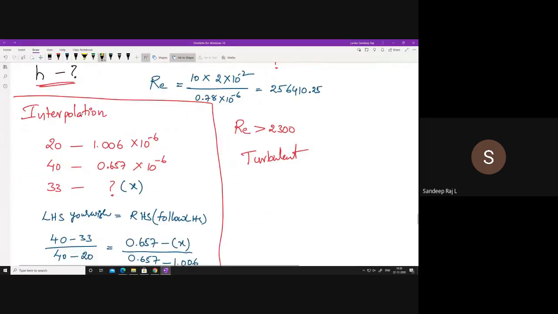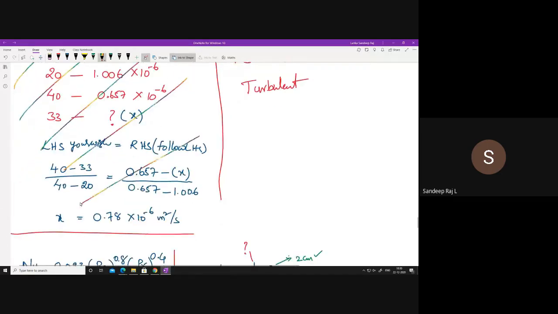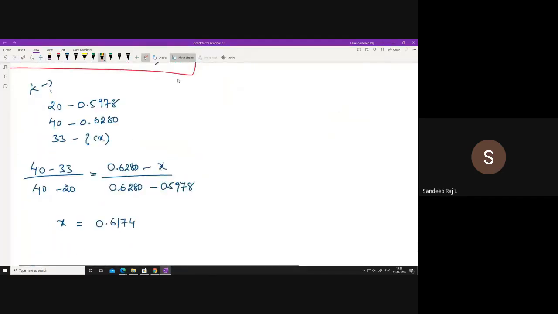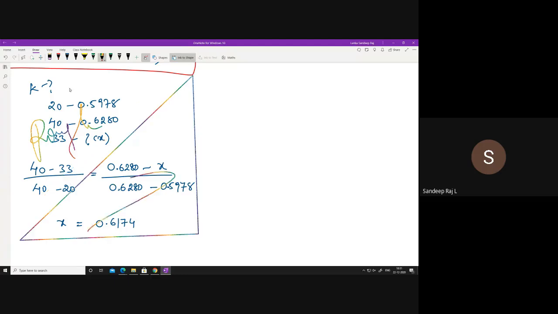Kindly remember that you need not write the interpolation in the exam. This is rough work. Do it on a rough page at the end in your examination. All this is rough work. Don't do it in the actual question. So keep that in mind.